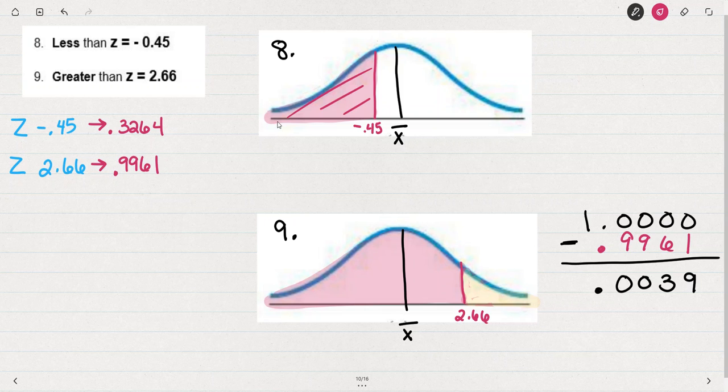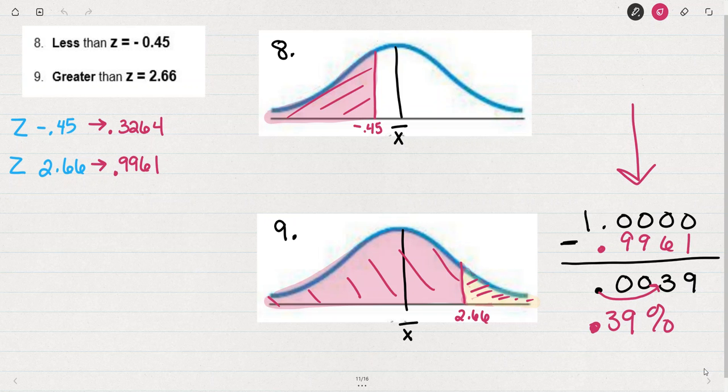But number 9, greater than a z-score, I've got to, again, subtract from 1, because I'm going for this area that's shaded yellow. So I'm going to get that yellow area, I'm going to take the 1 whole and subtract the pink highlight. And then when I convert that to a percent, be sure you're only multiplying by 100. So it's less than 1%, 0.39%. Don't confuse that with 39%.